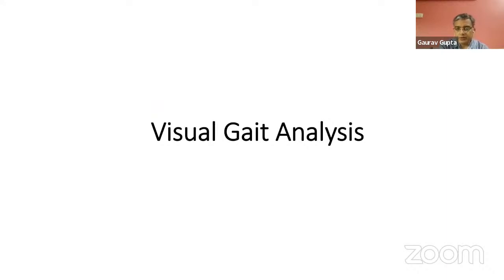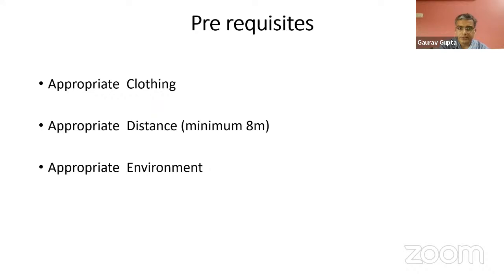Then let us talk about visual gait analysis. So what is visual gait analysis? We try to see the video of the child and we try to assess the kind of walking, or do the gait analysis. Now, what are the prerequisites? So the child should have appropriate clothing. That means the legs should be exposed up till the pelvis and above. The child should be exposed till the umbilicus.